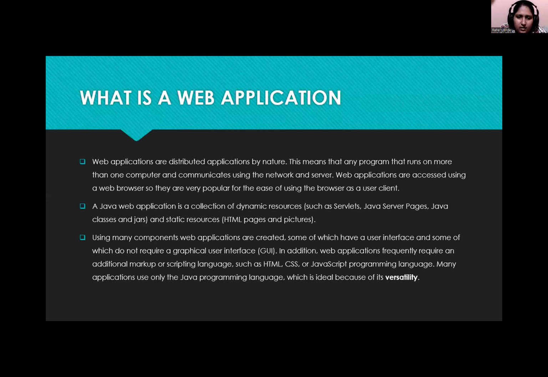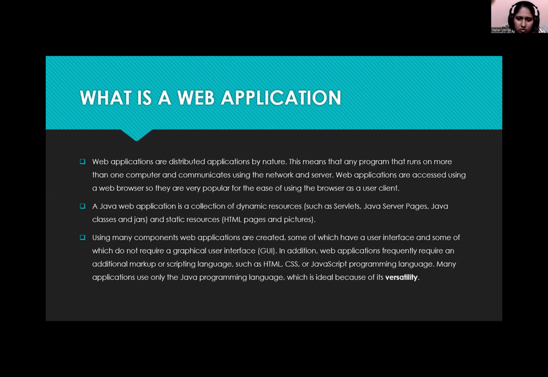So we'll see what is a web application. Web applications are distributed applications by nature. This means that any program that runs on more than one computer and communicates using the network and server. Web applications are actually used through a web browser, so they are very popular for the ease of using a browser as a user client. If a user wants to access a web application, using a browser, that user can send a request and access that web application very easily. So this is one of the features of a web application.